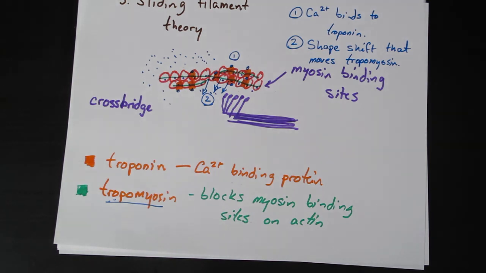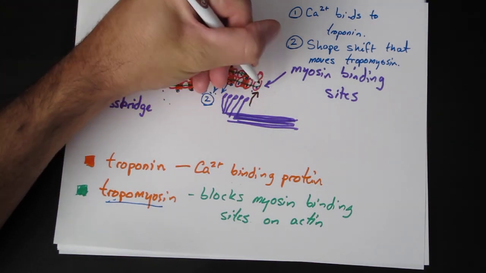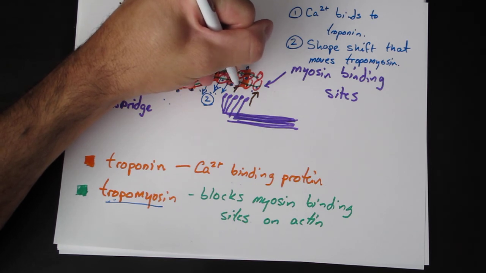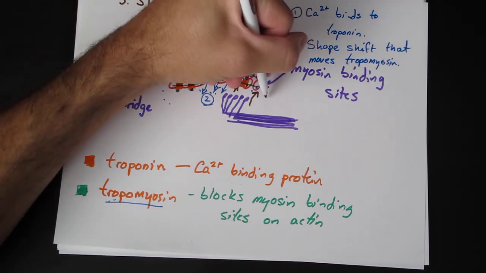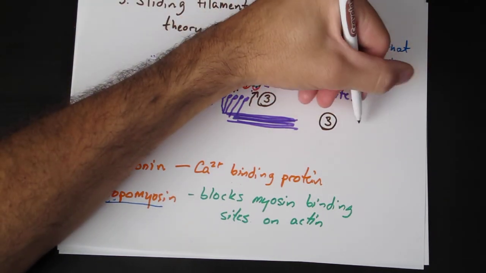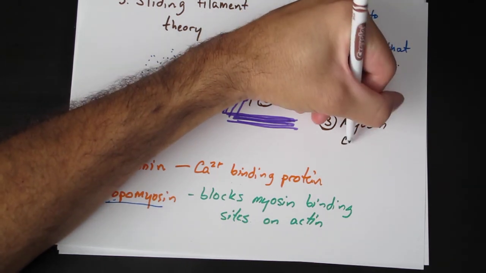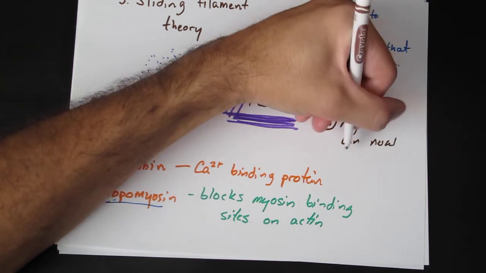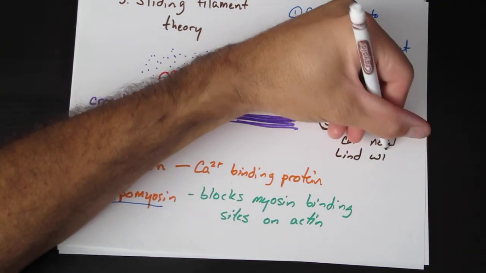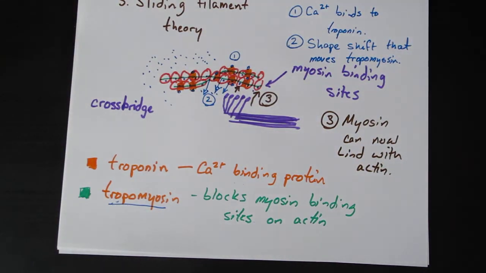What that is going to do is allow myosin heads to come up and start to bind with those binding sites on actin. And that's going to be number 3. Number 3 over here, we're going to say that myosin can now bind with actin. Okay? And that is going to start the sliding filament theory.